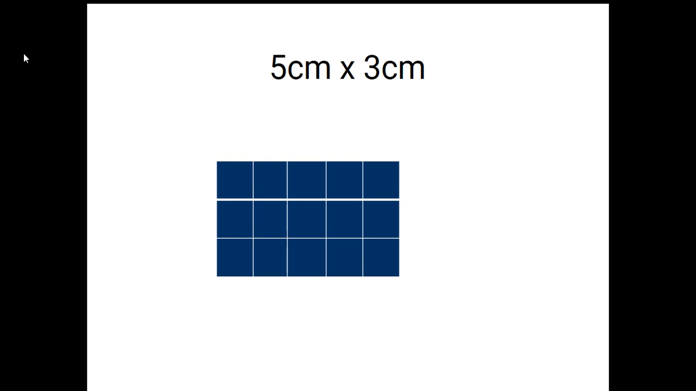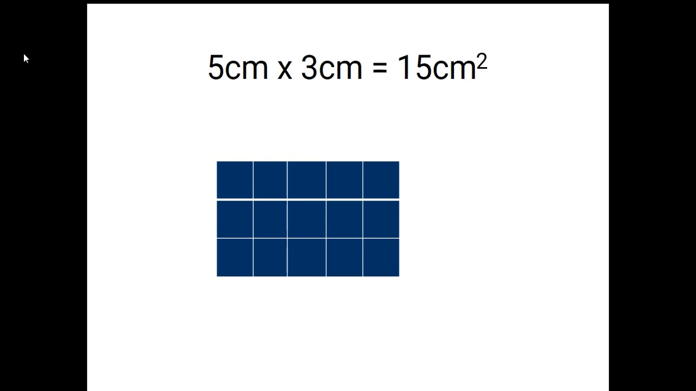Here is the next shape. This one is 5 centimetres across and 3 centimetres down. So 1, 2, 3, 4, 5, 6, 7, 8, 9, 10, 11, 12, 13, 14, 15, giving me a grand total of 15 centimetres squared.